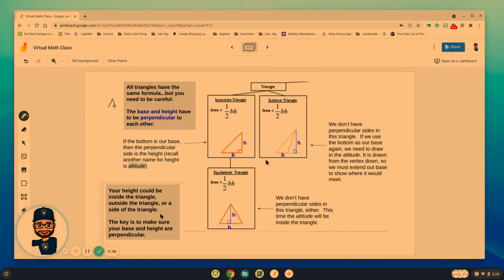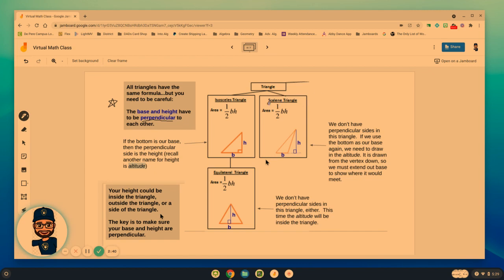But we need to be careful of something, and this is the important note up here. The base and the height have to be perpendicular to each other. They have to be perpendicular, meaning they have to create a right angle somewhere. So in an isosceles triangle, typically it's this bottom angle down here, right? This side will be equal to that side, if you will. And so the right angle, base and height.